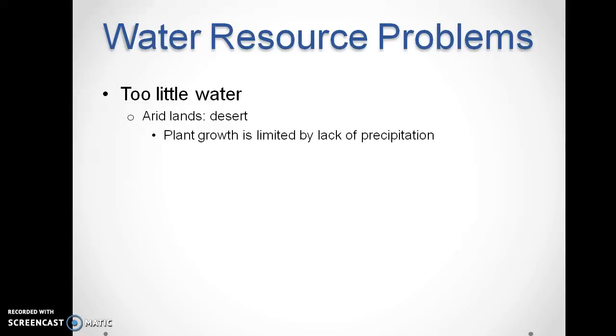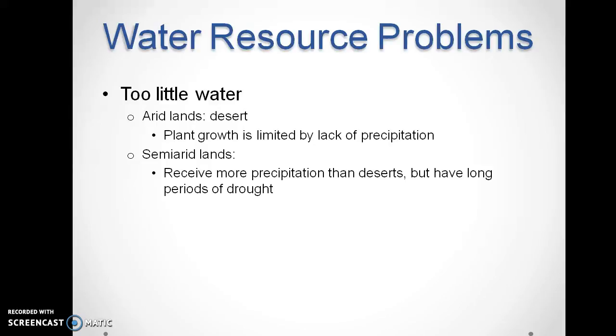The other end of it is too little water. If you don't have enough water, you're in the too little water category. There are places in the United States, for example the desert Southwest, where they never receive that much rain. They're not supposed to receive that much rain. It's a desert. That's kind of the whole idea.